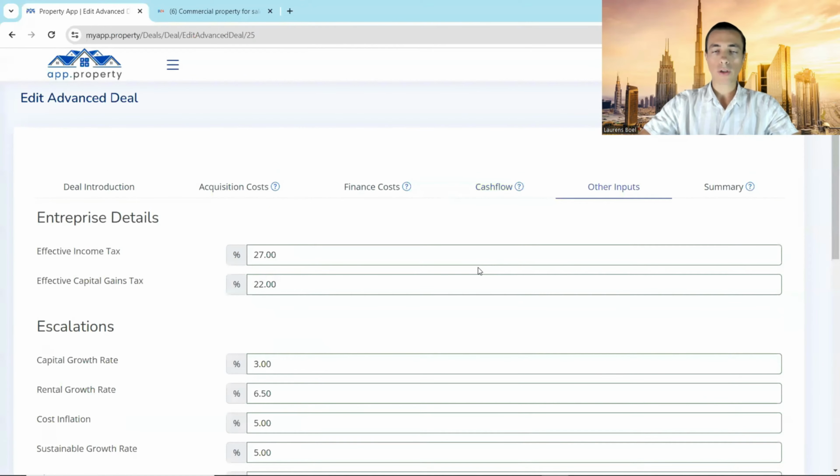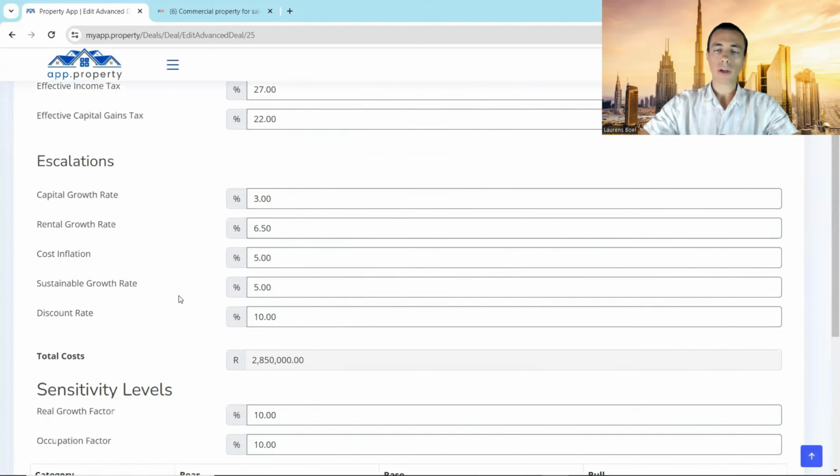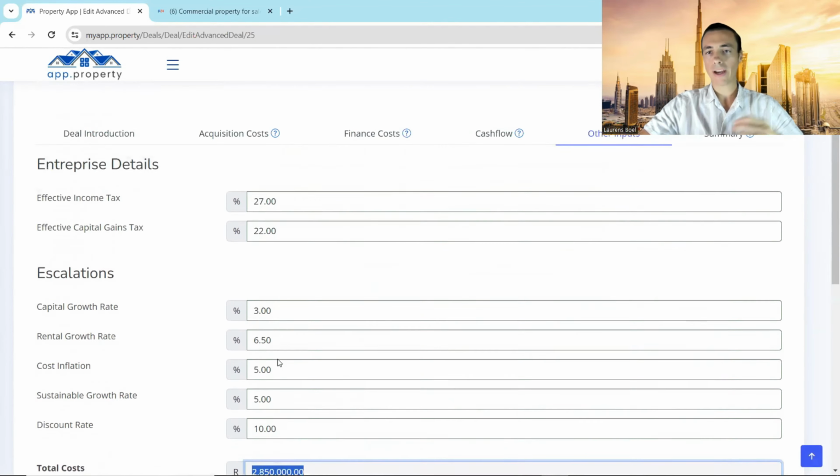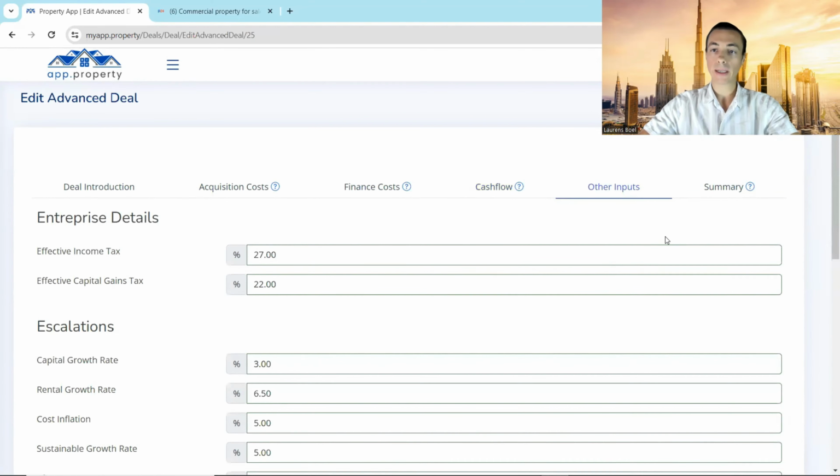Other inputs, when you're working with the advanced calculator, you're doing 20-year projections. So you obviously have to put some escalation numbers in place. First of all, the enterprise details, I've used income tax and capital gain tax of a company structure. Escalations, I'm being conservative with a 3% capital growth rate. There's not a lot of capital growth in the low income market. Rental growth of 6.5%, cost inflation of 5%, sustainable growth rate of 5%, and discount rate of 10%. Total costs of putting this deal together will be 2.85 million. And then I've used a 10% sensitivity level on my rental growth and on my occupancy factor to see what my bull and base case and bear case would be.